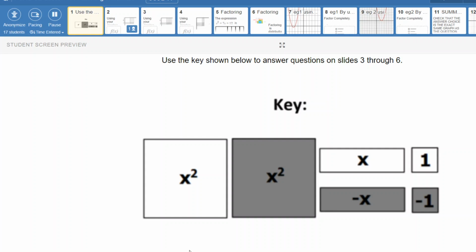Okay, this is the video tutorial for lesson 7.4. We start off with a reminder about our tiles. This is supposed to actually say negative x squared here. So we have our squares, which are the x squared, not surprisingly. We have our rectangles, which are the x's, and our smaller squares are the ones, and the ones that are shaded in are negatives.